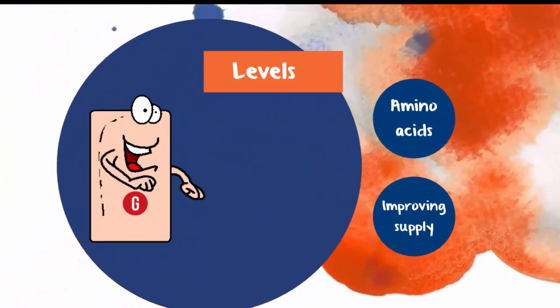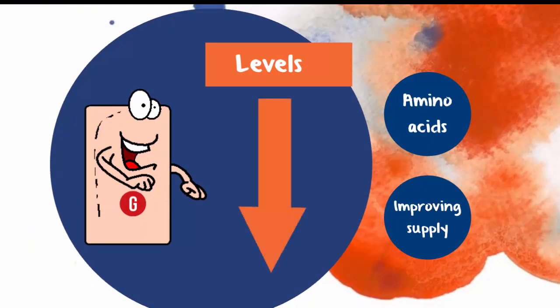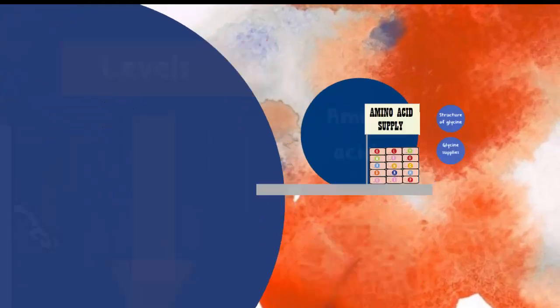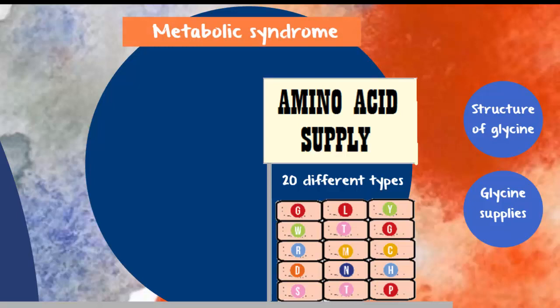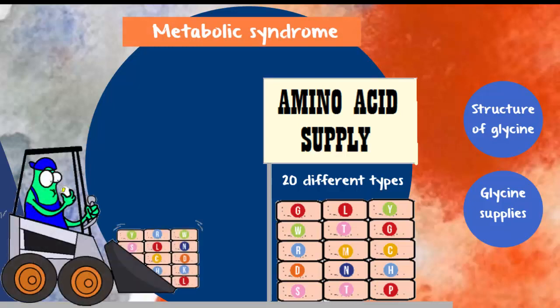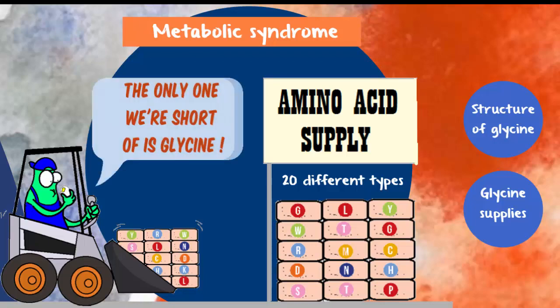Now, glycine is down, which in and of itself is a bit odd. You see, glycine is one of the 20 amino acids that are the building blocks of proteins. Now, when you're insulin resistant, amino acid levels run high, not low. So glycine really is an exception to the rule.